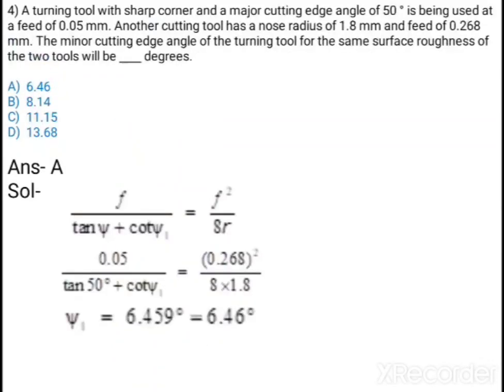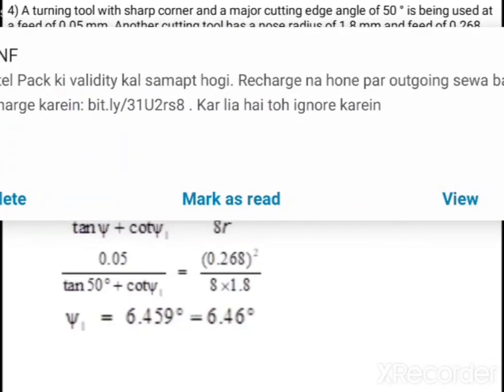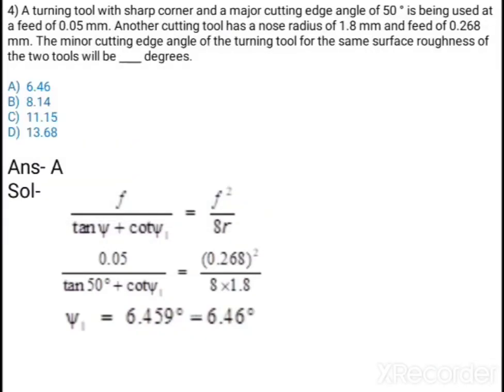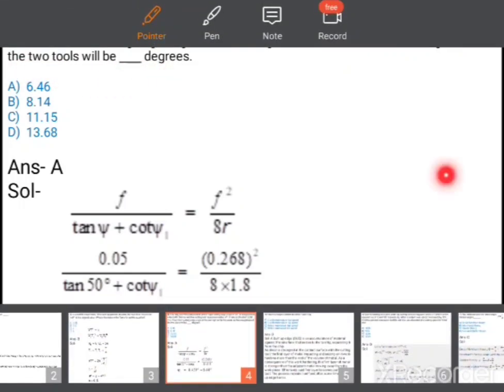Now next question. A turning tool with a sharp corner and major cutting edge angle of 15 degrees is being used with a feed of 0.05 mm. Another cutting tool has a nose radius of 1.8 mm and feed of 0.26 mm. The minor cutting edge angle of the turning tool for the same surface roughness of the two tools will be in degrees. You have to find this in degrees.